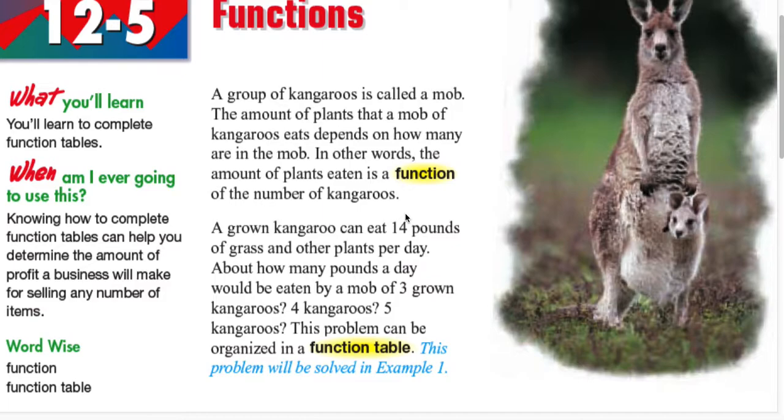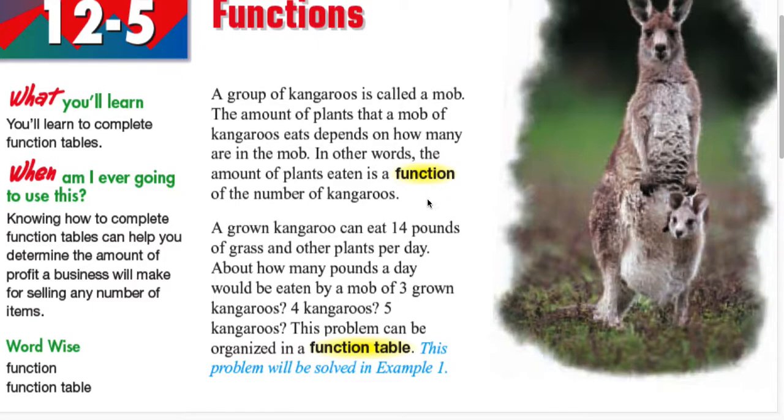So let's take a look at this example about kangaroos. A group of kangaroos is called a mob. The amount of plants that a mob of kangaroos eats depends on how many are in the mob. So in other words, the amount of plants eaten is a function of the number of kangaroos. I can restate this by saying that the amount of plants eaten is dependent on the number of kangaroos.